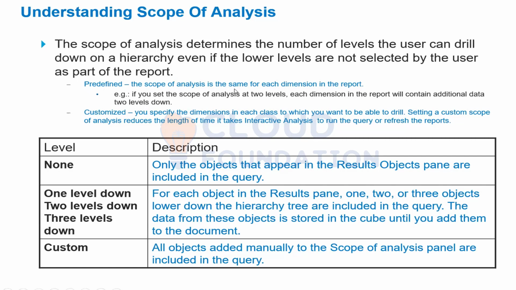By default, the scope of analysis is the same for each dimension in the report. If you set the scope of analysis at 2 levels, each dimension in the report will contain additional data 2 levels down. For example, year, quarter, month is also one hierarchy. So if we select year in the result objects, and we selected 2 levels in the scope of analysis, and we don't have any quarter in the result objects, we can still drill down 2 levels in the report for our analysis purposes. So that is about scope of analysis.